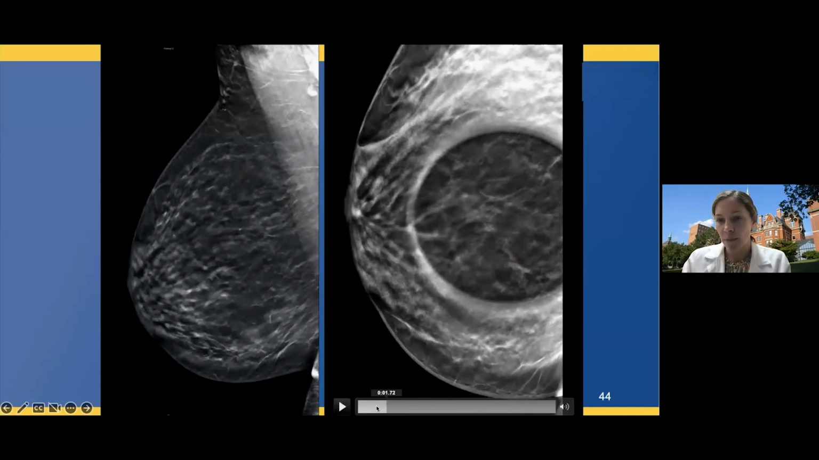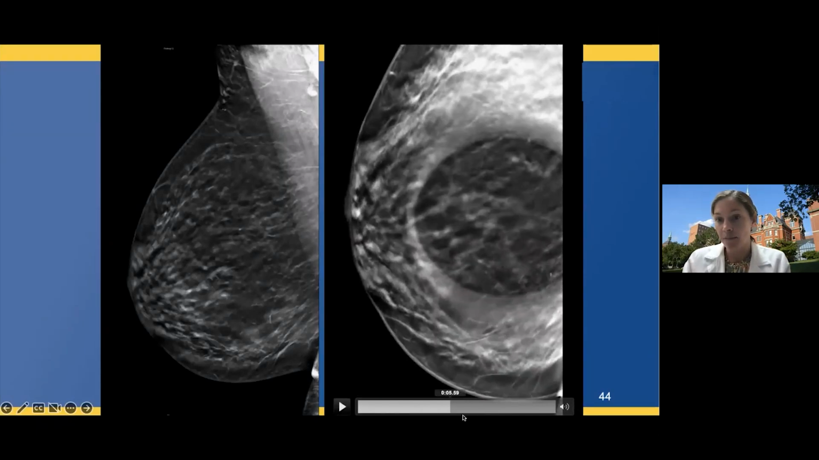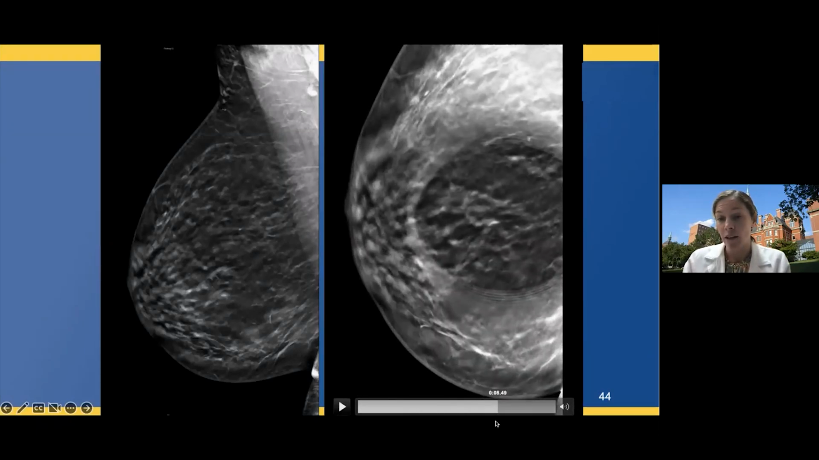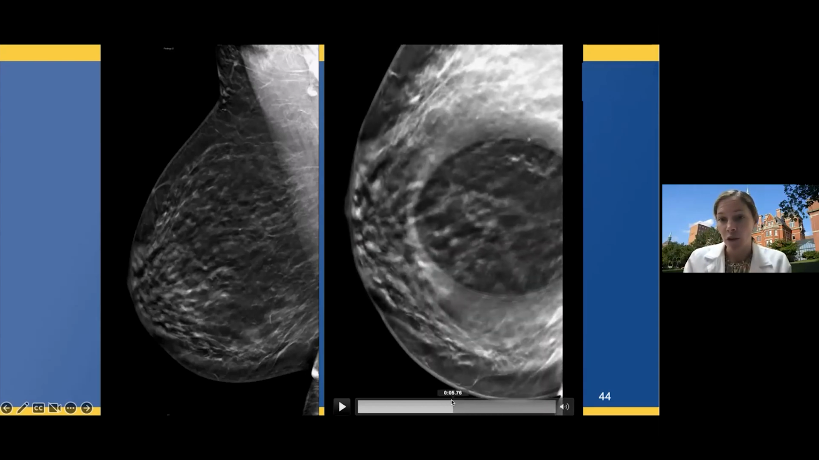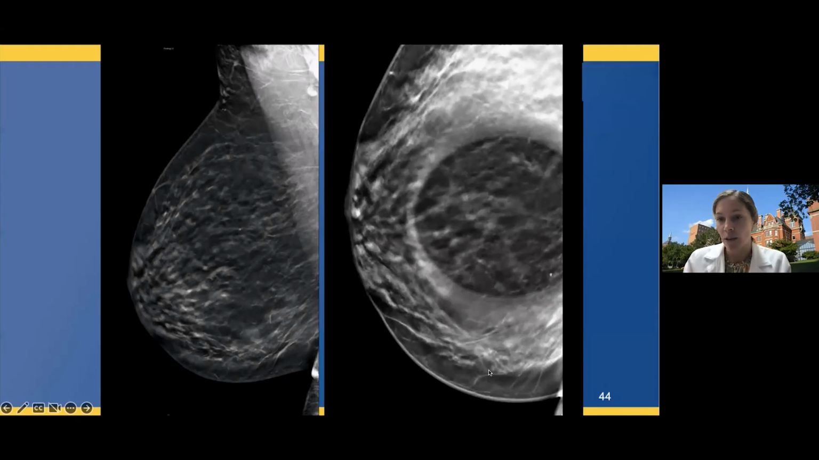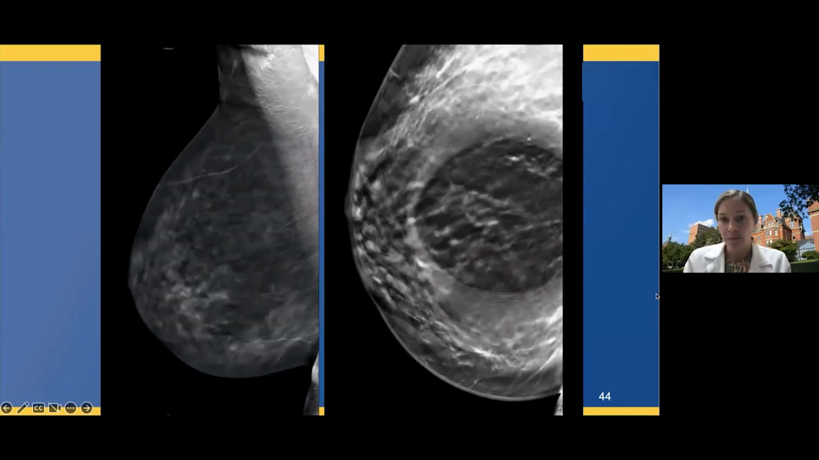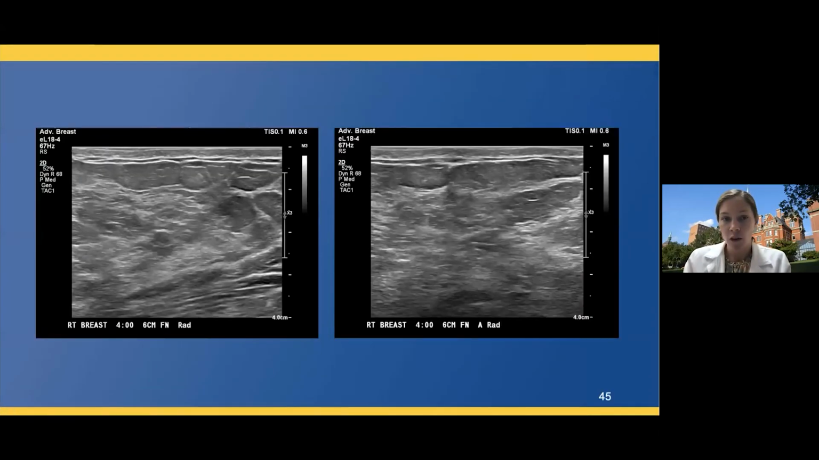So this is another example of how there are many findings that with tomosynthesis we can clarify as being normal tissue and not pathology without requiring a biopsy. We did an ultrasound at this area. We showed normal breast tissue, and the patient was returned to screening.